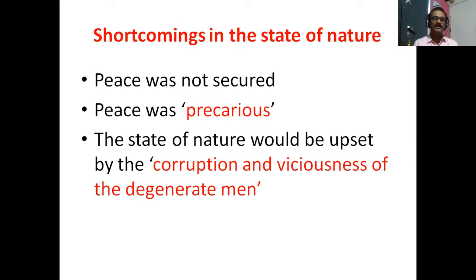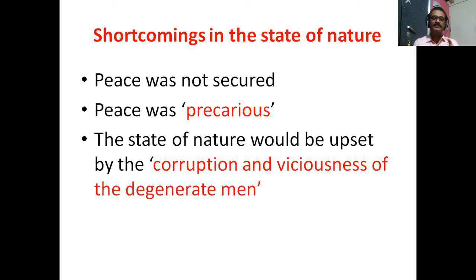The peace was not secured. The peace was precarious. The state of nature would be upset by the corruption and viciousness of the degenerate men. So here, the main problem with the state of nature was that the peace was precarious. Here, precarious means the peace was short-lived. When that peaceful condition or peaceful atmosphere would be disturbed is not known to anybody.